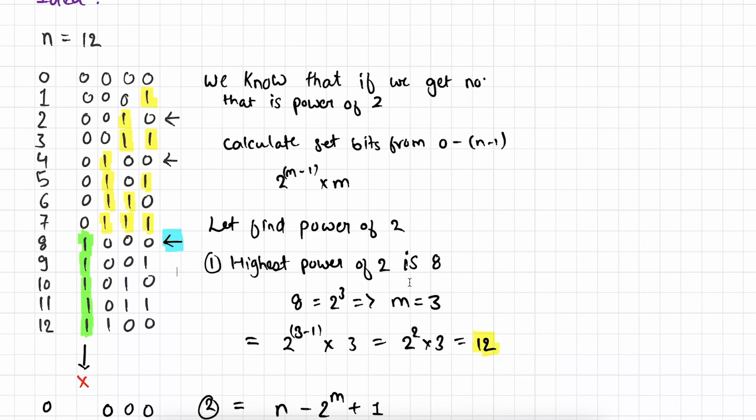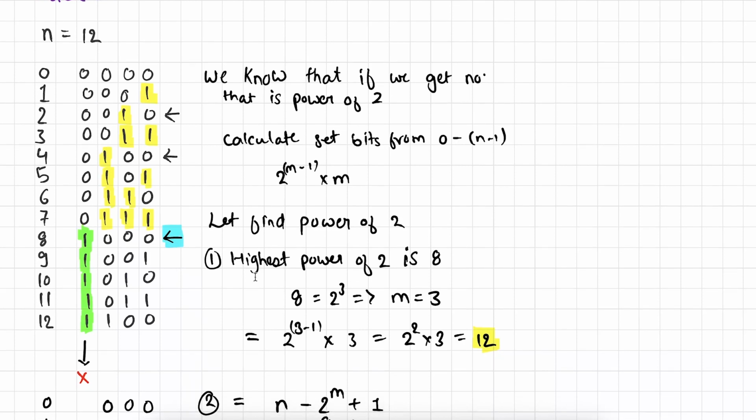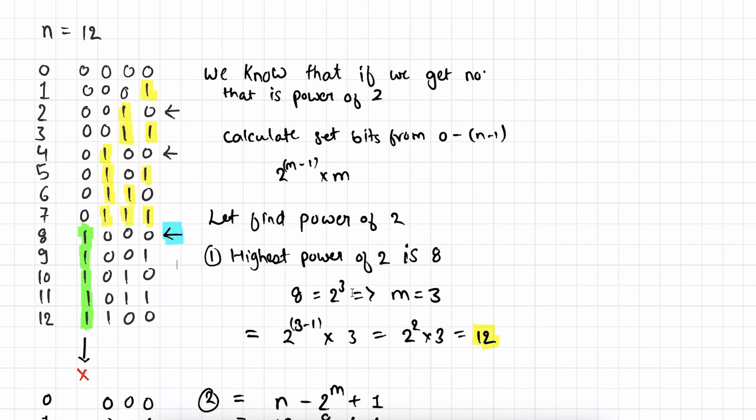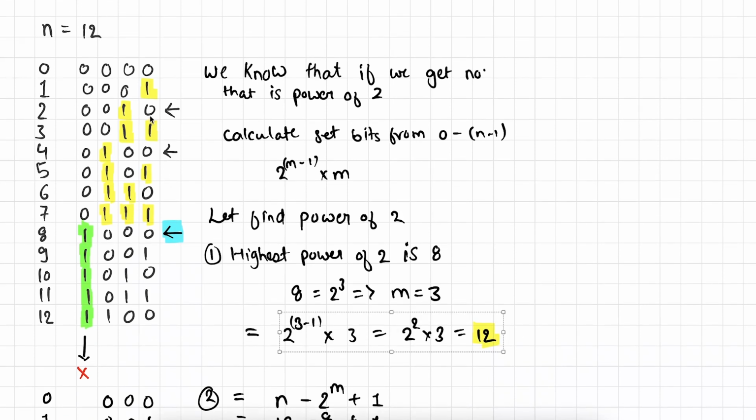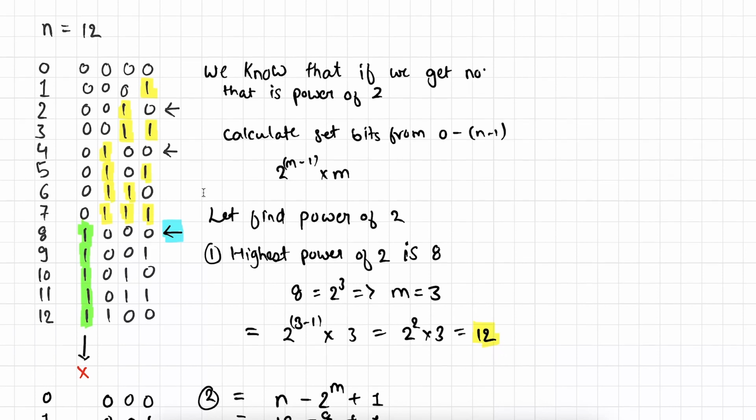So the highest power of 2 is 8. So it means we can find the number of set bits from 0 to 7. Okay. So here m is equal to 3 because 8 is equal to 2 to the power 3. So m comes out to be 3. So after putting the value of m into our formula, we get 12. So till 7, there are 12 set bits. 1, 2, 3, 4, 5, 6, 7, 8, 9, 10, 11, 12. Correct? So far so clear.